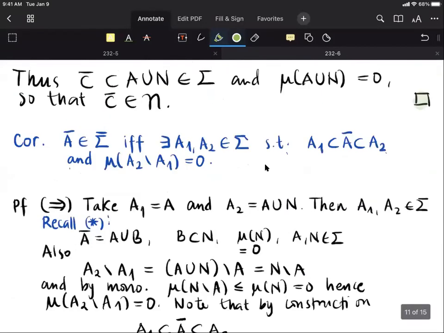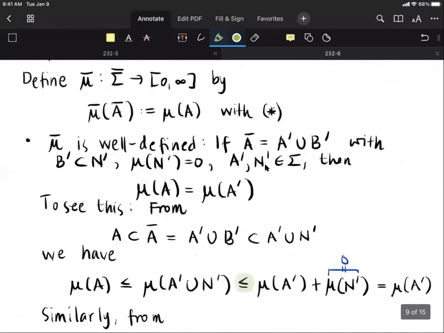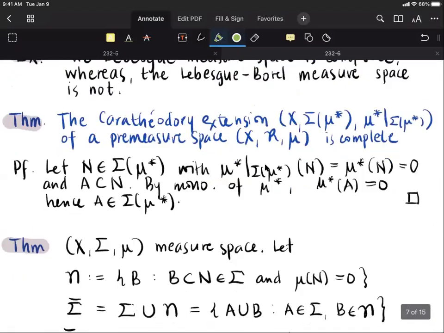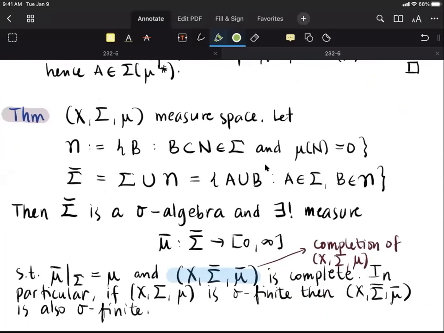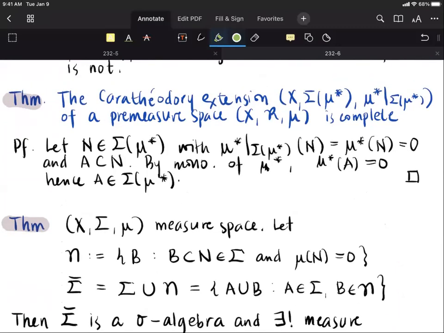Okay, so going back to our previous discussions. Given a measure space, one can construct the completion by adding subsets of null sets. However, a measure space is also a pre-measure space, and in that way you can construct the Caratheodory extension. According to the earlier theorem, the Caratheodory extension of a pre-measure space is complete.